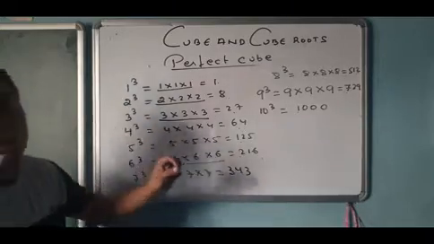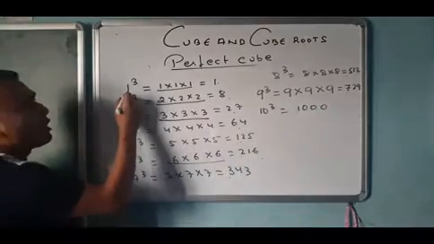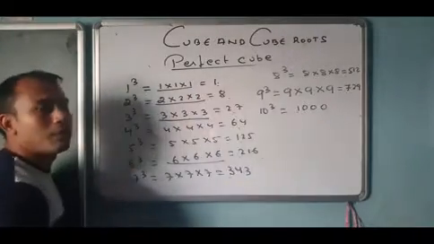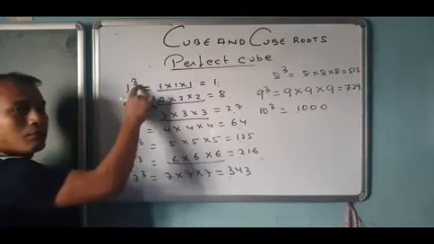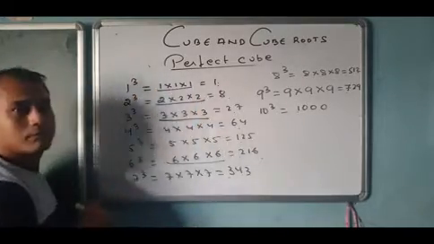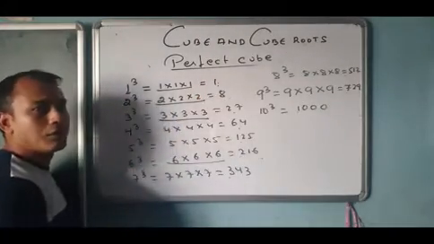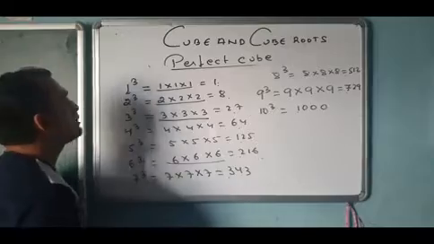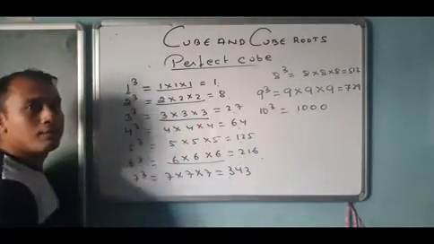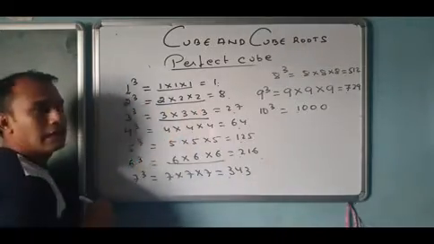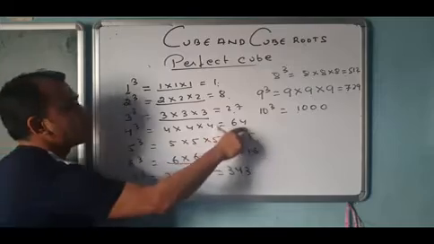The first important and interesting fact is that the cube of an odd number is always an odd number. Right? So see here, 1 is an odd number, and its cube is also an odd number. Whereas the cube of an even number is always an even number. So 2 cube is 8, 3 cube is 27, 4 cube is 64.